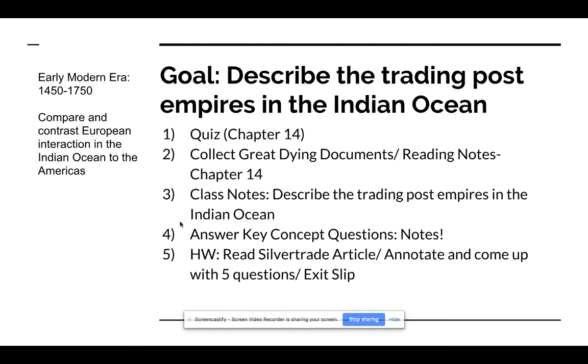Our overall objective today is to describe the trading post empires in the Indian Ocean. That's one objective, but you could even take it a step further and test your knowledge from Chapter 13 by being able to compare and contrast European interaction in the ocean to that of the Americas. That's what Chapter 13 focused on, looking at the colonization of the Aztecs, the North American colonies as well. And you want to be able to compare and contrast what's going on in the Indian Ocean in the early modern era between 1450 to 1750 to that of the Americas. So let's go ahead and get started.